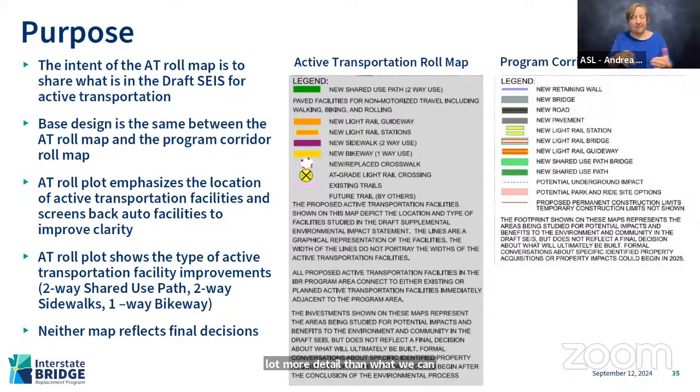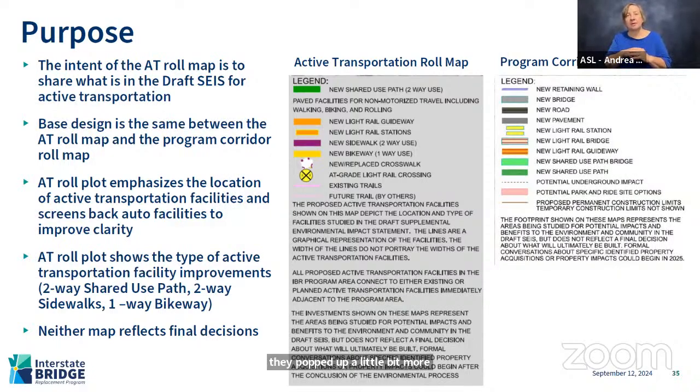If it looks somewhat familiar, it should. The basis for the plot was the program roll plot that has been posted and available online for well over a year now. That represents the modified LPA. So what we did is we started with that roll plot, faded back the auto facilities, and then highlighted the active transportation facilities, so they popped up a little more and were a little easier for people to follow.